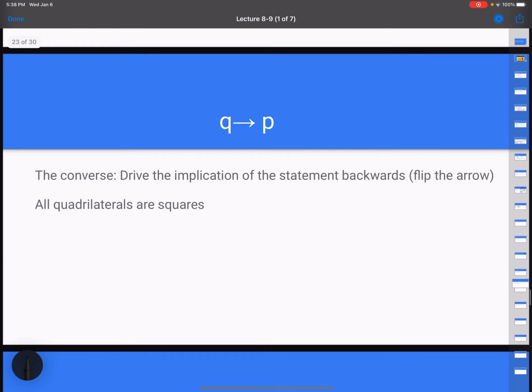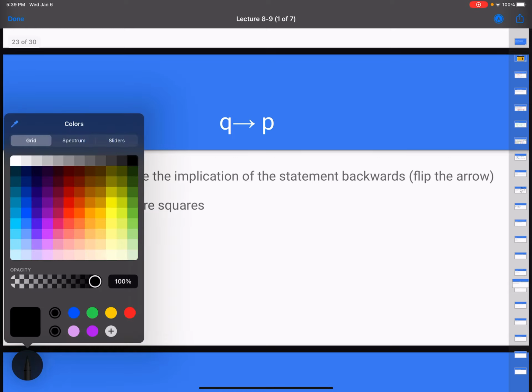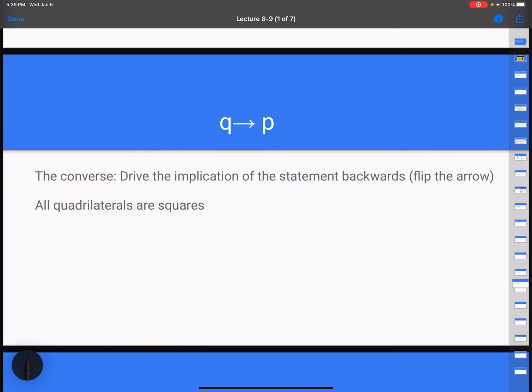Our first term, the converse, drives the implication of the statement backwards. It flips the arrow. So in this case, we have if a shape is a quadrilateral, then that shape is a square, or all quadrilaterals are squares. And we see that the converse to this statement is not always true. This converse, this part right here, is not true. All quadrilaterals are not squares. Look at rectangles.